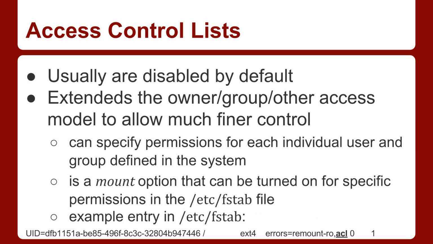So let's get to some alternatives to the permissions model for standard Linux distributions. Access control lists exist, but they are disabled by default. They extend the owner, group, other access model to specify on a per user basis what permissions they should have. It is an aspect of the file system, and it depends obviously on the file system. And you can turn it on. It's a mount option in the file system table file.